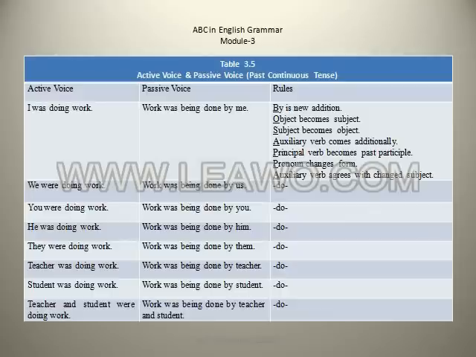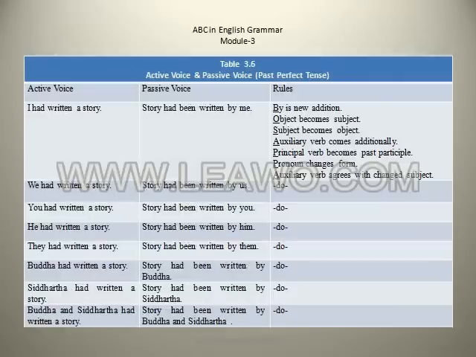Table 3.5. How to convert active voice of past continuous tense into passive voice is shown in this. Table 3.6. How to convert active voice of past perfect tense into passive voice is shown in this.